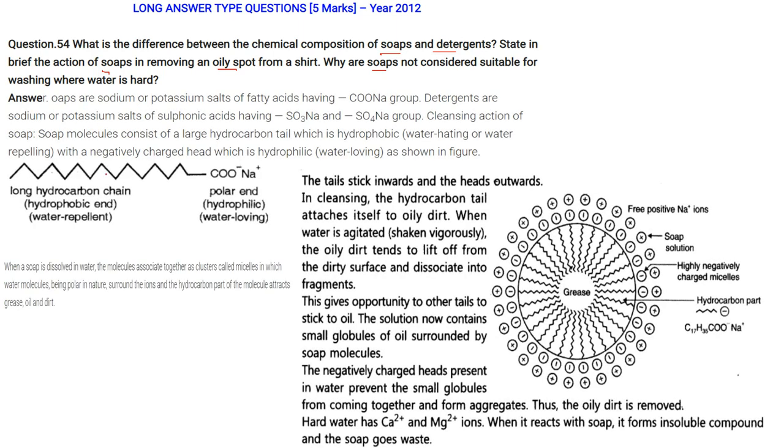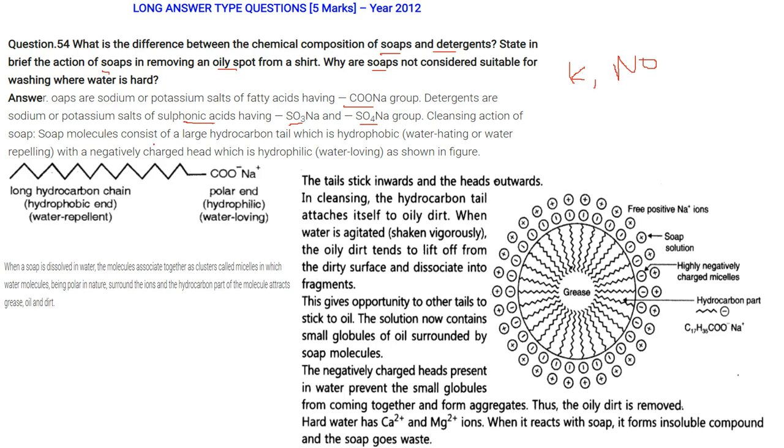So see, the soap is nothing but the sodium and potassium salts of fatty acids. They have the COONa group. Detergents are sodium and potassium salts of sulfonic acid, that is SO3Na or SO4Na group. What is the cleansing action? Cleansing action of soap is like this.